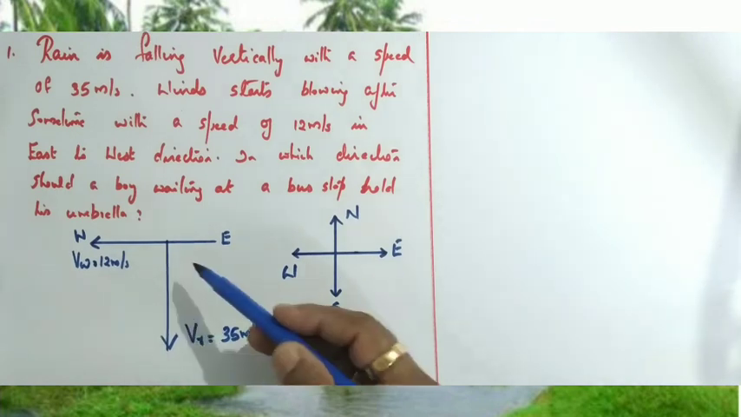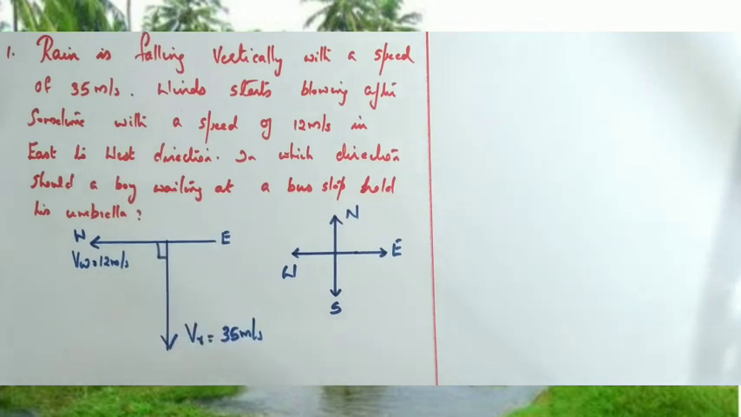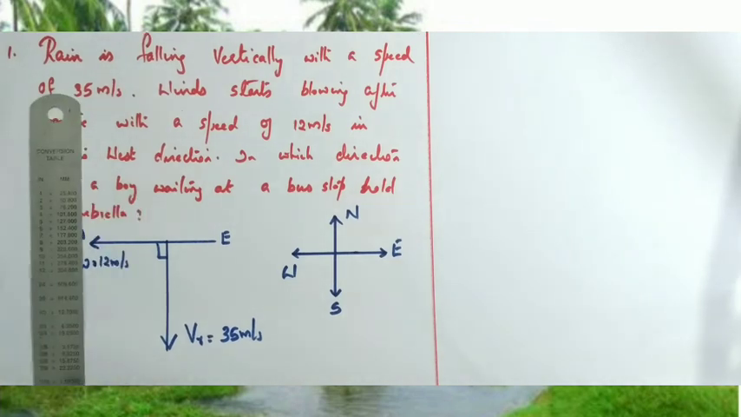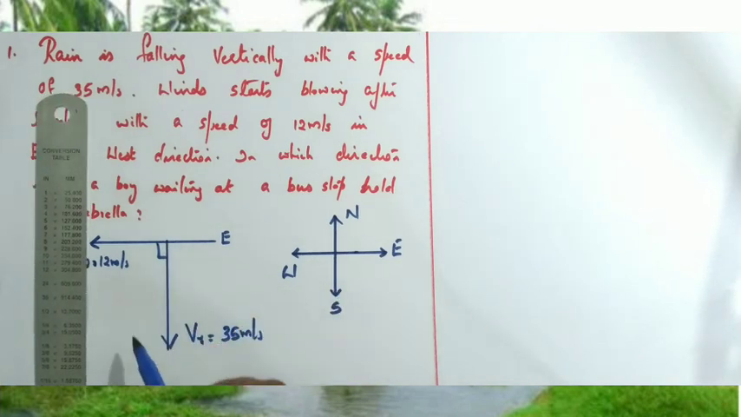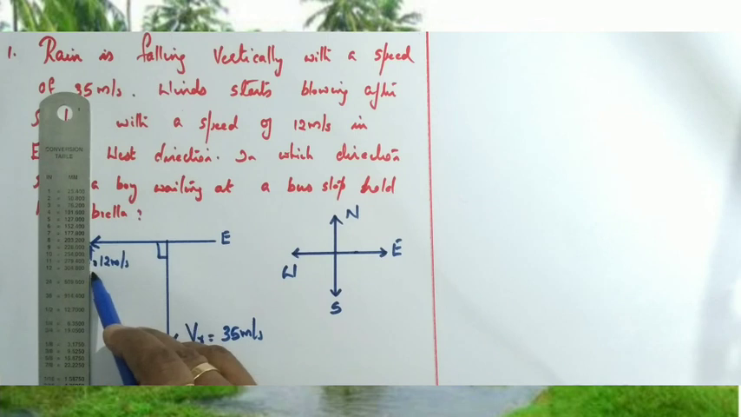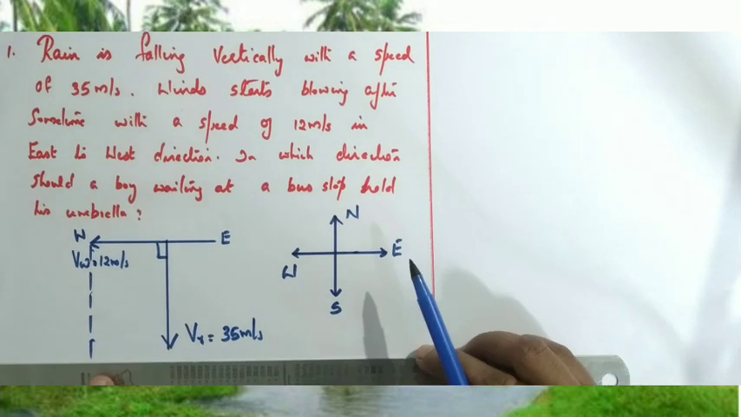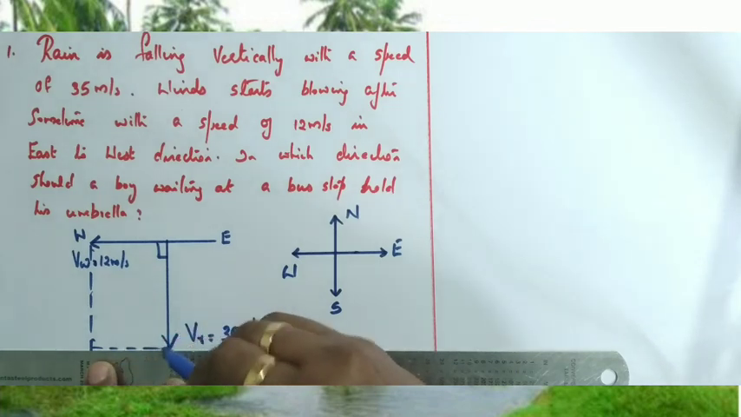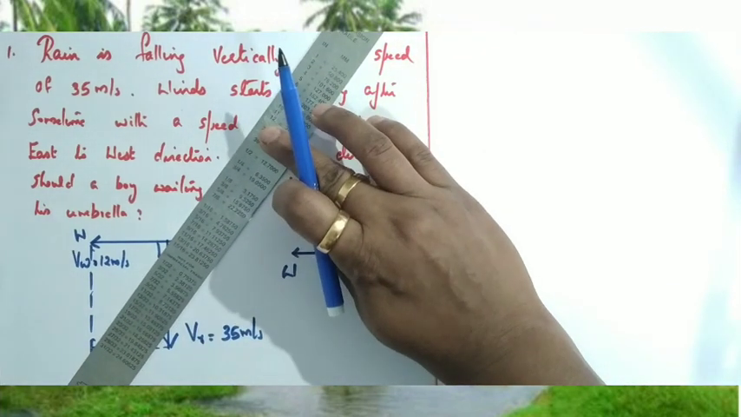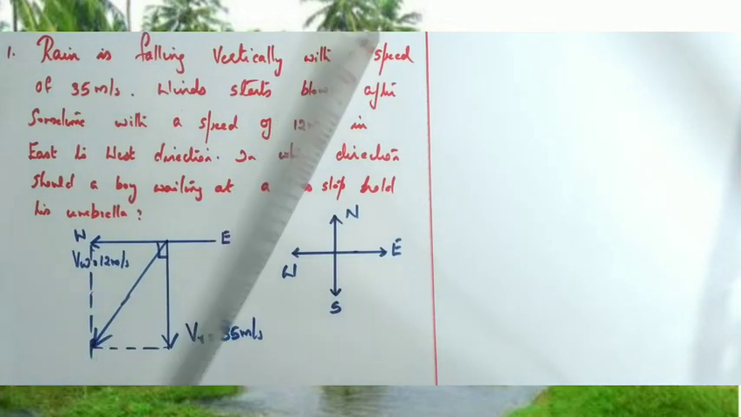Now, in which direction should a person at the bus stop hold his umbrella? That is the question. So, two vectors are acting like this. What is the angle between the two vectors? 90 degree, isn't it? Now, how will you find the resultant? Since the tails of the two vectors are joined together, we can consider the parallelogram law of vector addition. So, we can complete it. What is the direction of the resultant? We know that it is along the diagonal. Clear? So, this is the direction of the resultant.